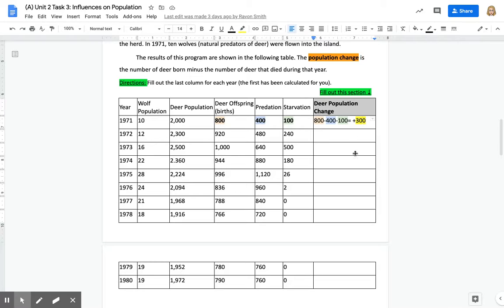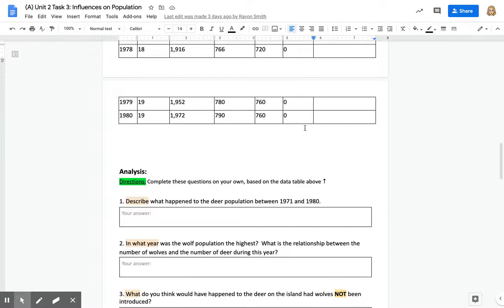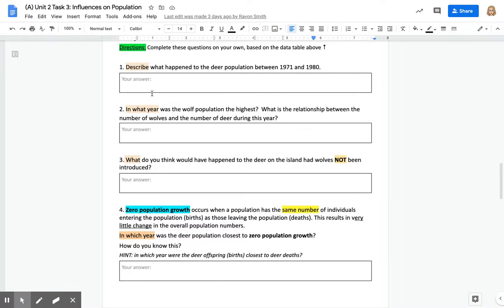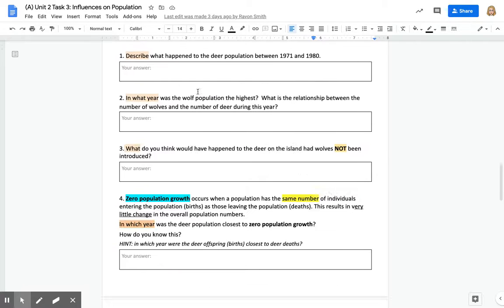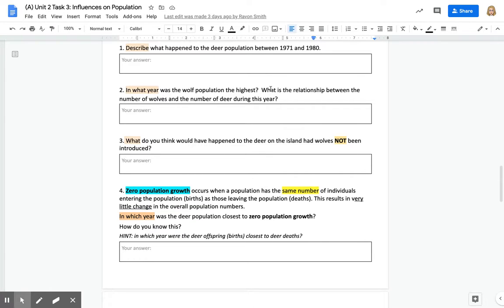So you're going to fill out all these empty boxes, calculating the population change. Then you're going to do some analysis questions. You're basically being asked to look at the table and think about what's going on and describe it. So think about what happened to the deer population between 1971 and 1980. Did it go up? Did it go down? Did it go up and then down? What happened? Then you're going to look at the wolf population.